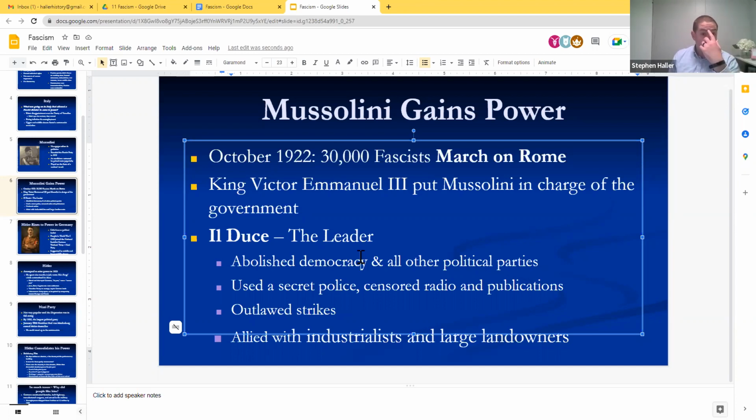So one of the things that Mussolini does, again, this is the 1920s. This is the advent of new technologies, right? This is the advent of the radio era. This is when movie theaters are starting to be built, and they're starting to showcase new movies.